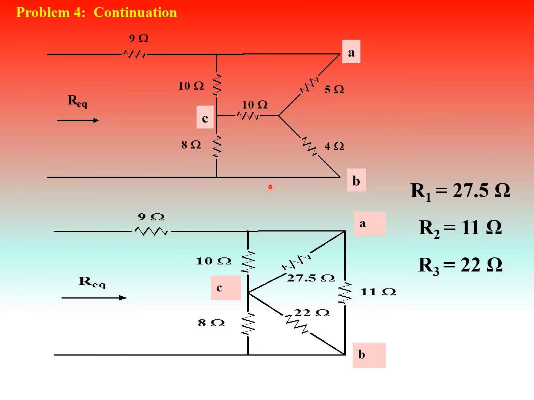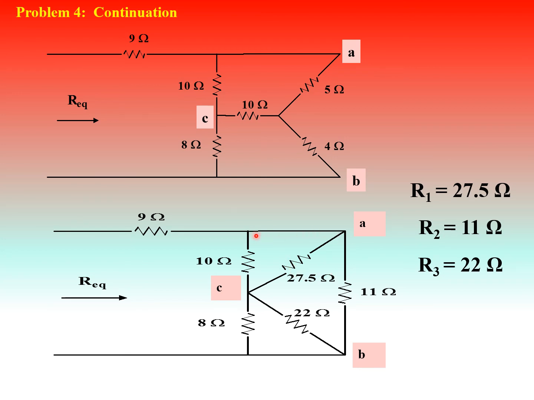This is generally a star, right? So replace the star with a delta using the obtained values of R1, R2, R3 as shown here. So this is R1, this is R2, here I have taken 11, and this is R3, I have taken 22 ohm. Now we have converted from star to delta. Now you see this is much easier.